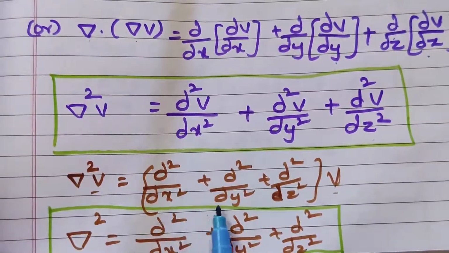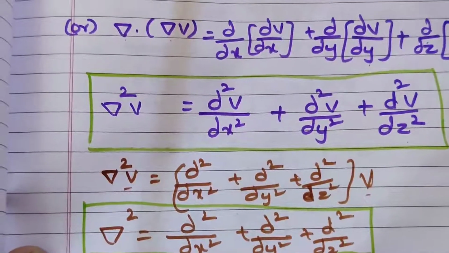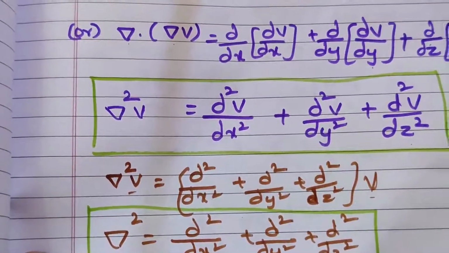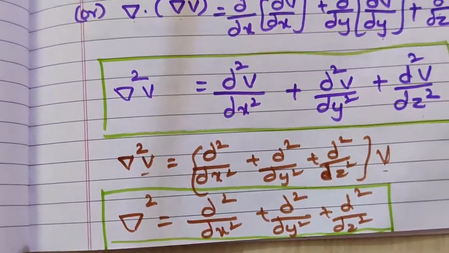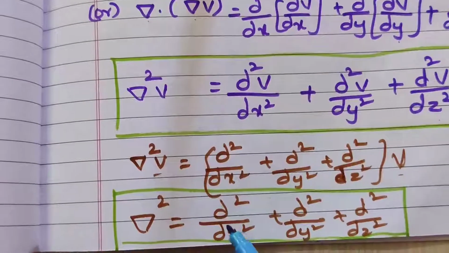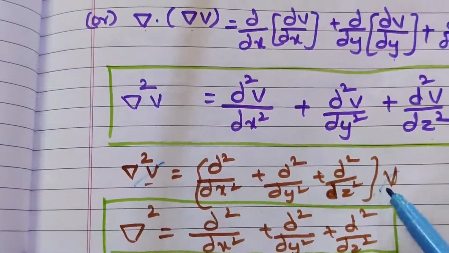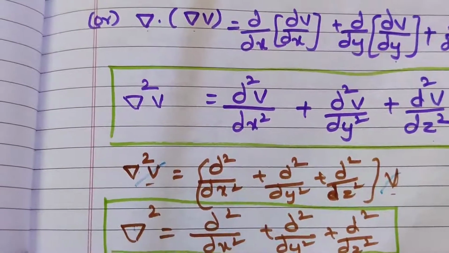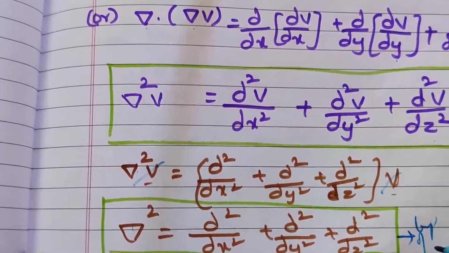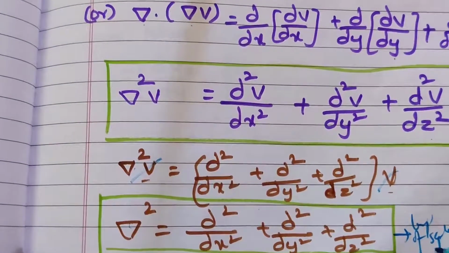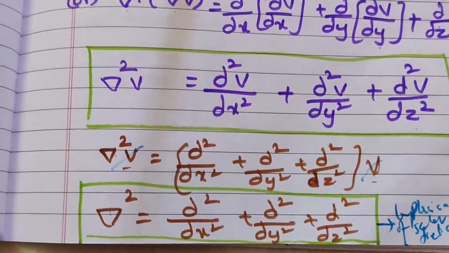So ∂²v/∂x², ∂²v/∂y² and ∂²v/∂z². This can again be written as del square equals ∂²/∂x² plus ∂²/∂y² plus ∂²/∂z², because here v and v get cancelled. So write the remaining part. This is called the Laplacian of a scalar field, Laplacian. Okay, I think this is clear, right?